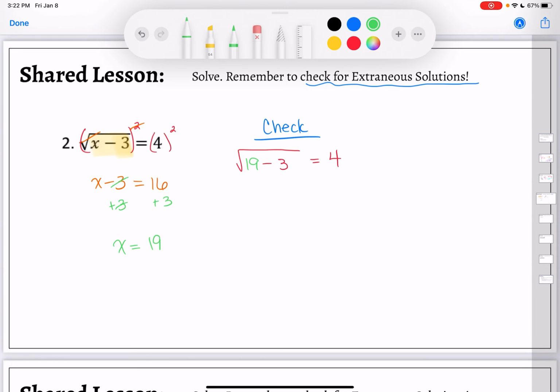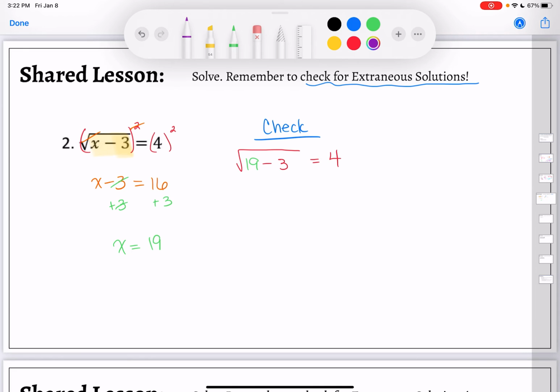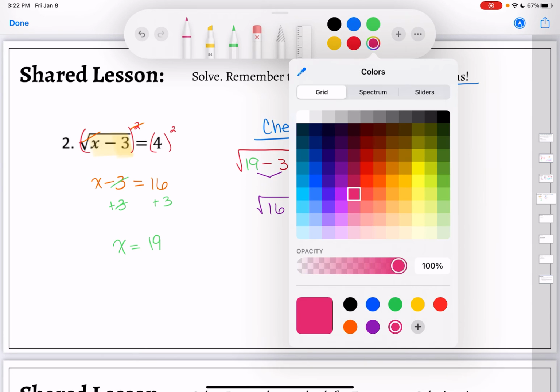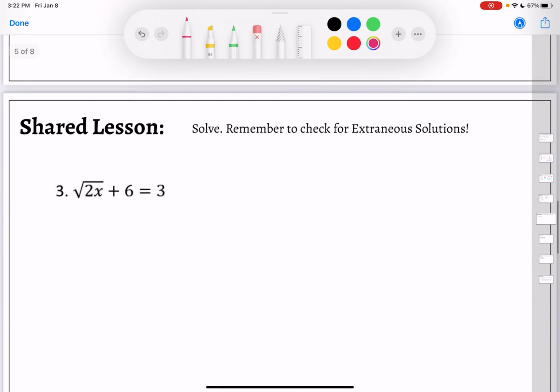Right? Okay, so now I'm doing order of operations. I'm not going to solve it. I'm not going to undo that square root. What I'm going to do is this work inside my square root first. So I'm going to do 19 minus 3. So I get the square root of 16 equals 4. The square root of 16 is 4. So I have 4 equals 4. So x equals 19 is a good answer for number 2. It does work.